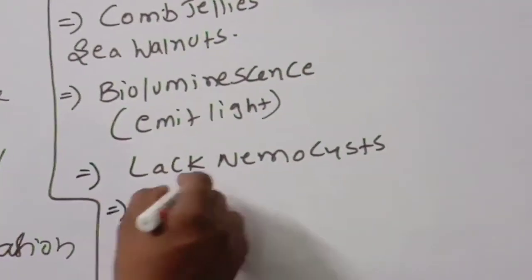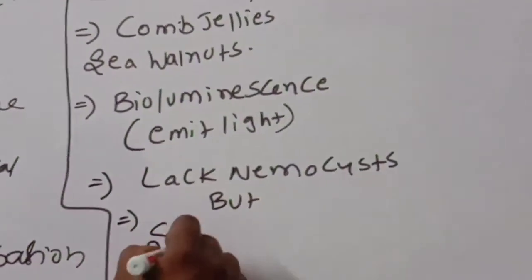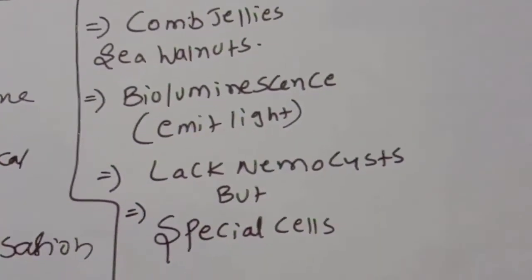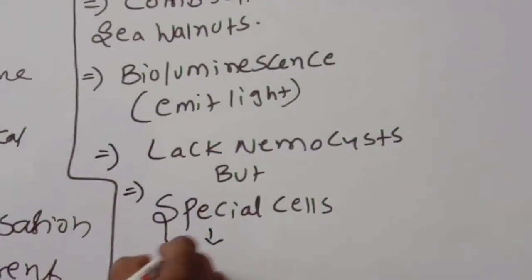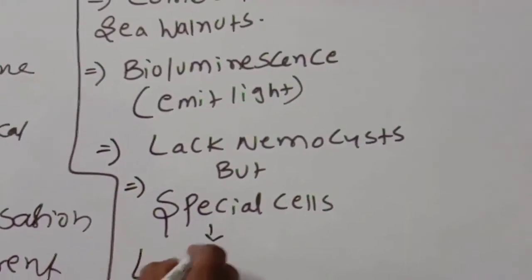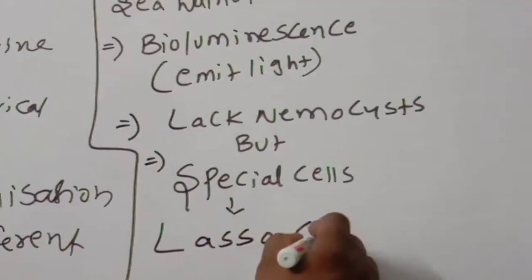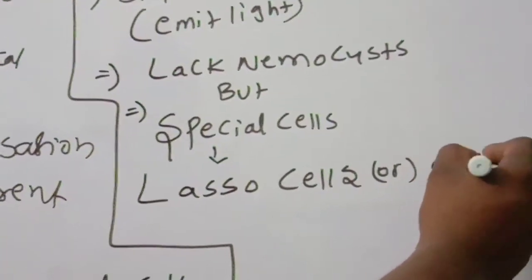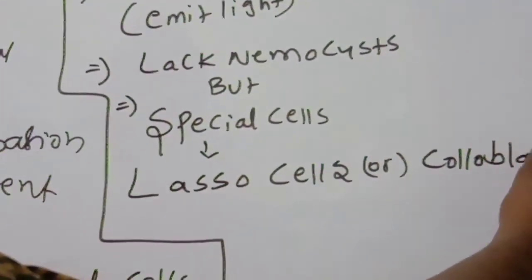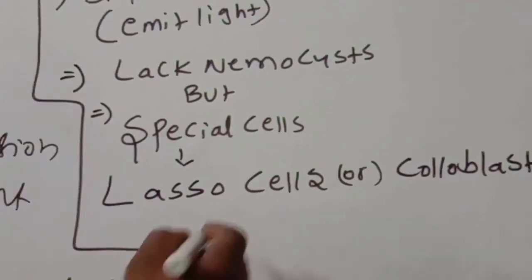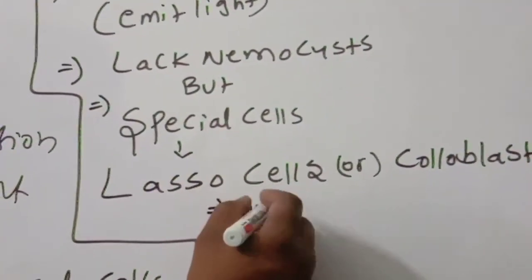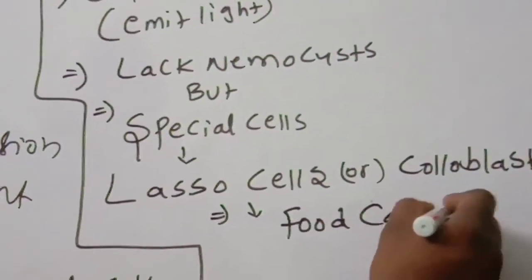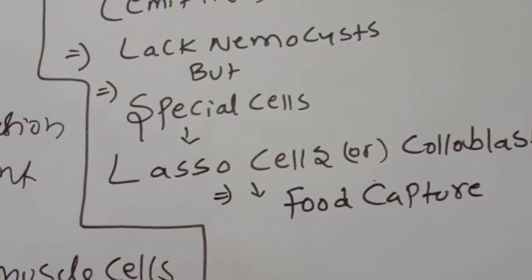But special cells are there. Those are called lasso cells, also called colloblasts. These are another important point. What is the use of these? They are helpful for food capture, which means they help to take the food.